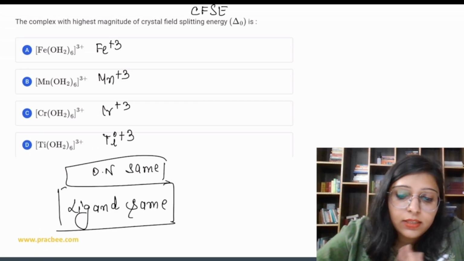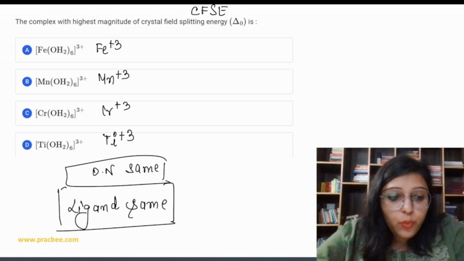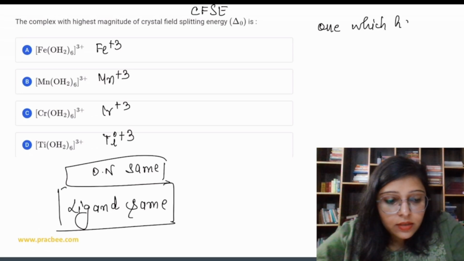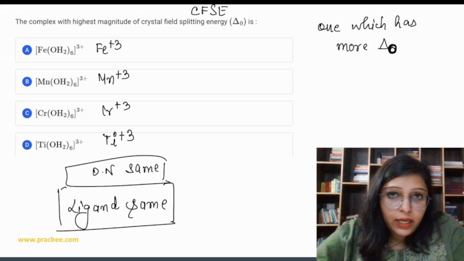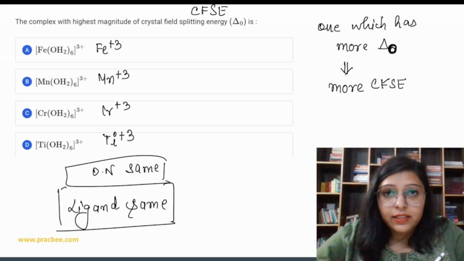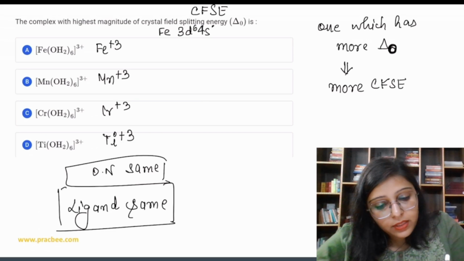Okay बच्चे, so the ligand is the same. Now how to check, how to solve? Basically, the one which has more delta naught is going to have more CFSE, right? So Fe is 3d6 4s2, so Fe3+ is 3d5.